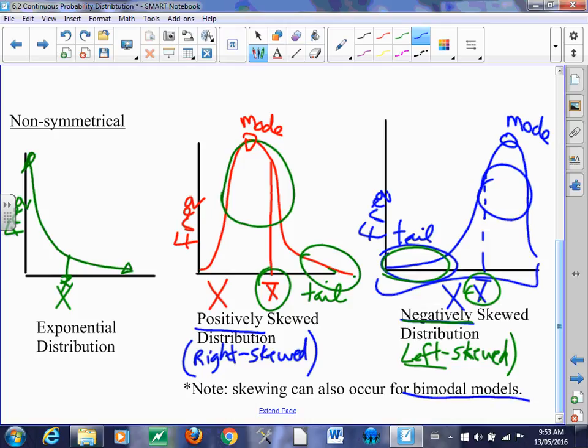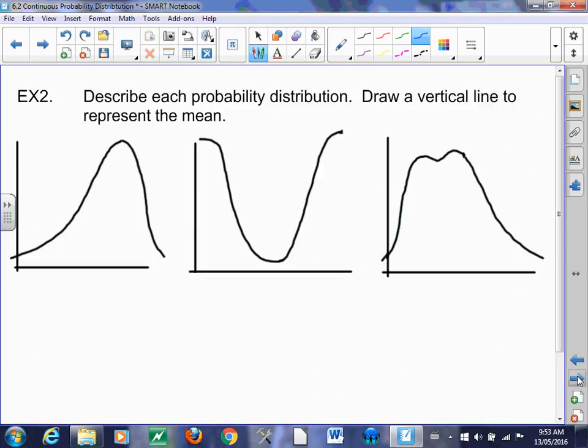Okay, perfect. Let's try some examples now. Describe each probability distribution. Draw a vertical line to represent the mean.